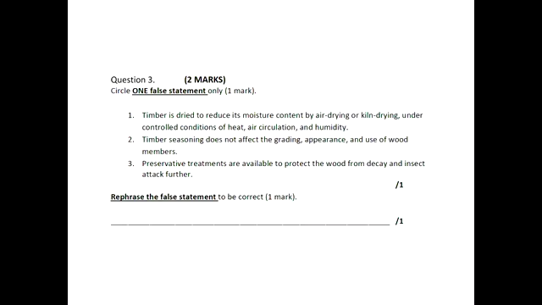Well, let's start from the very easy one. Preservative treatments are available to protect the wood from decay and insect attack further. That's good. Timber is dried to reduce its moisture content, and there are two methods, under controlled conditions of heat, air circulation, and humidity. That looks all right. It must be number two.